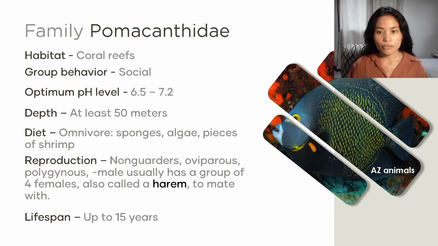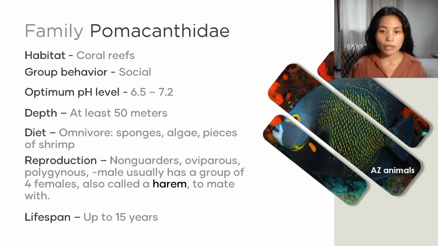Fishes under the family Pomacanthidae are commonly found in warm, saltwater habitats, specifically in coral reefs. They do not migrate and exhibit social behavior, which is a common phenomenon among vertebrates, more notably fishes. They prefer pH levels between 6.5 to 7.2 and are generally found in depths of at least 50 meters. They are omnivores that feed on sponges, pieces of shrimp, and algae.